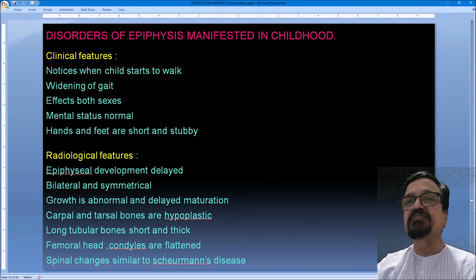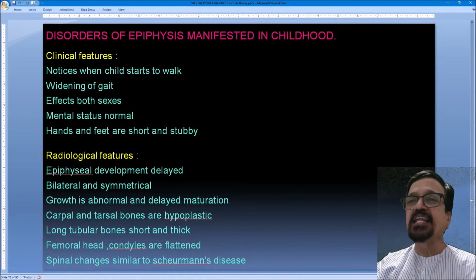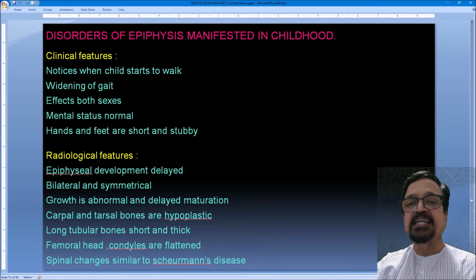Then what are the radiological features of epiphyseal disorders? The epiphyseal development is delayed. Bilateral and symmetrical involvement is there. Growth is abnormal and delayed, and maturation is also delayed. Carpal and tarsal bones are hypoplastic. Long tubular bones are short and thick. Femoral head and condyles are flattened, and the spine changes are similar to Scheuermann's disease.